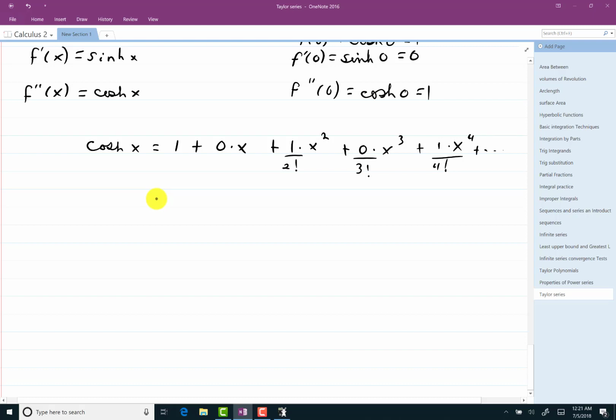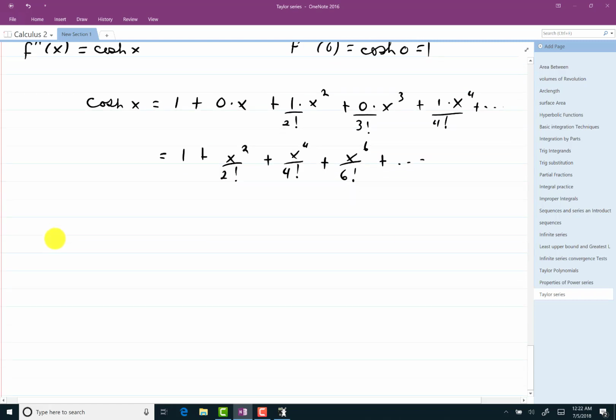I'm going to end up with 1 plus x squared over 2 factorial plus x to the 4th over 4 factorial plus x to the 6th over 6 factorial. And here's a series that only consists of even powers. And so the easiest way to write this is a sum k equals 0 to infinity, and we can just do x to the 2k over 2k factorial. Make sure you put the parentheses around it. If you don't, I'll think when I look at it that you're just talking about 2 times k factorial, which is not the same as 2k factorial.